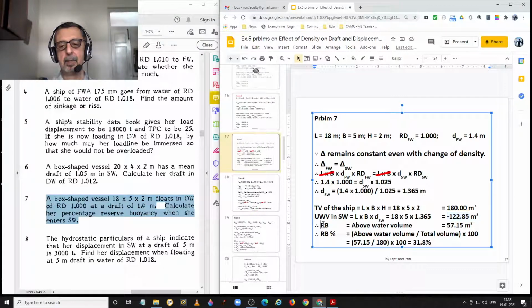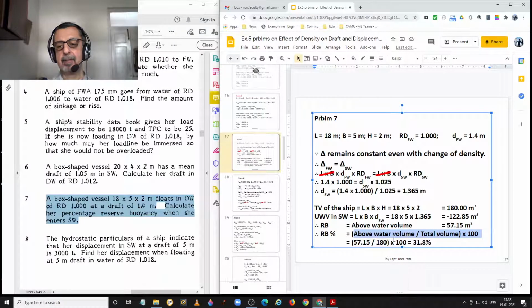Therefore, reserve buoyancy is equal to above water volume, which is the difference of total volume minus the underwater volume. That is 180 minus 122.85, giving us 57.15 cubic meters. And when that is converted into percentage, relative buoyancy as a percentage is equal to above water volume divided by total volume multiplied by 100.